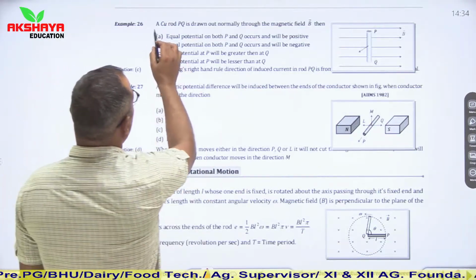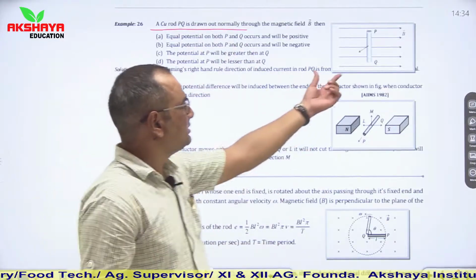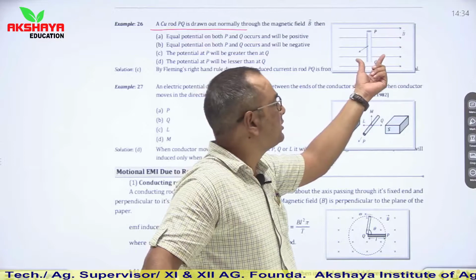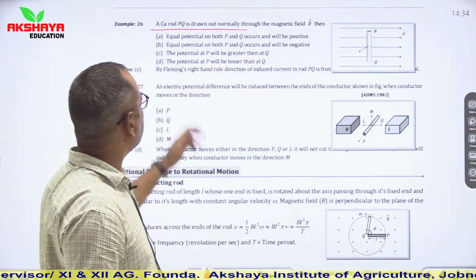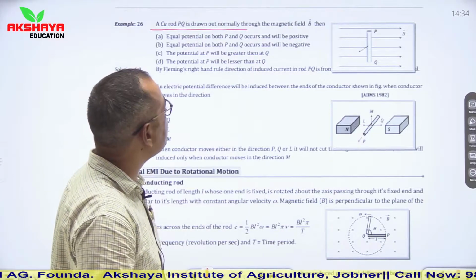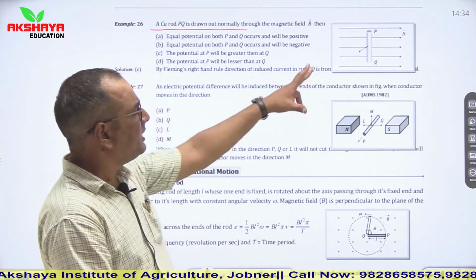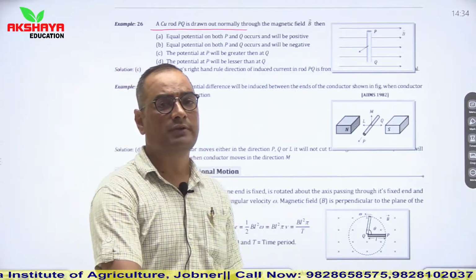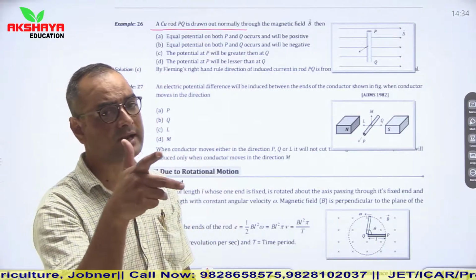Let us say a copper rod PQ is drawn out normally through the magnetic field B. So this is PQ, a copper rod which is drawn perpendicular to this magnetic field. Then we are given these four options: equal potential on both P and Q, potential at P will be greater, and so on. In this case we can find the direction of induced EMF with the help of Fleming's right hand rule.